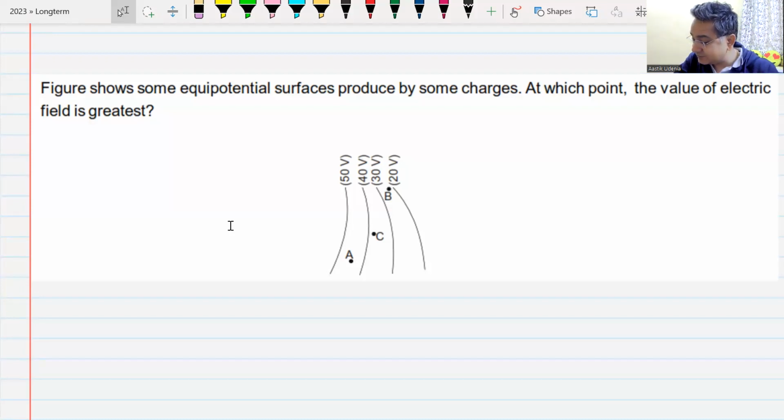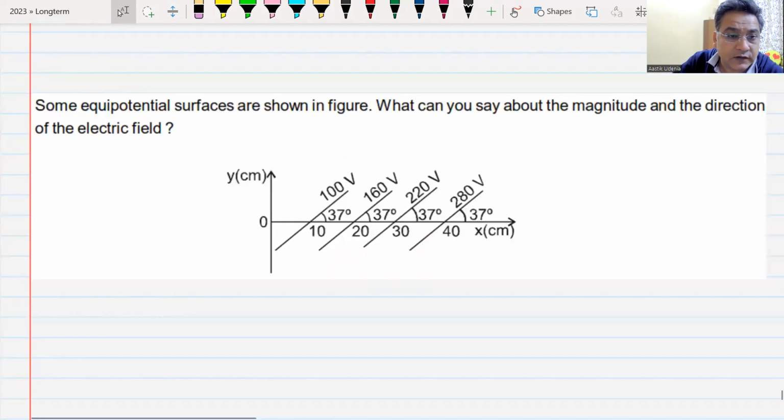Do we understand this? Yes or no? Yes, sir. Then the next question. Some equipotential surfaces are shown in the figure. What can you say about the magnitude and the direction of electric field? I'll give you 2 minutes to give me the answer.